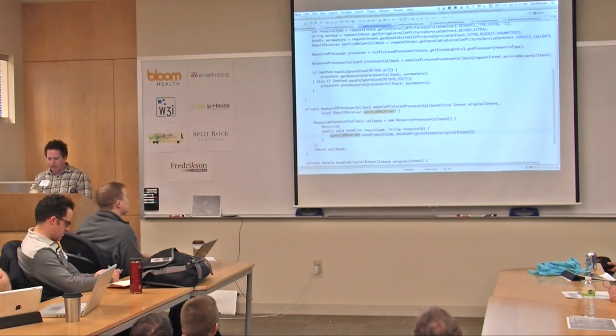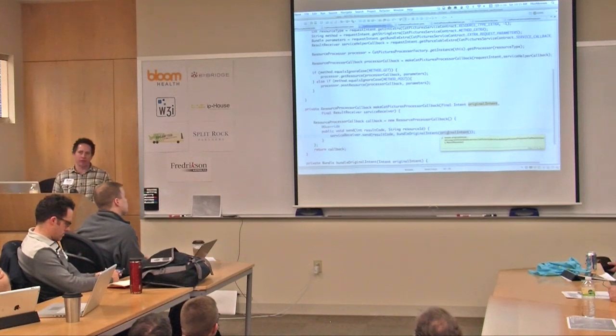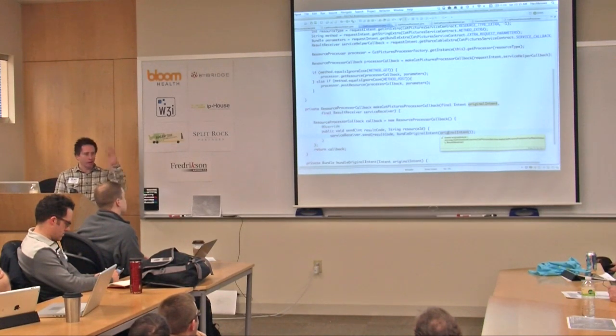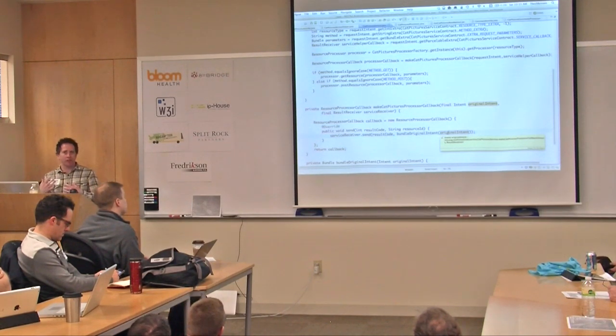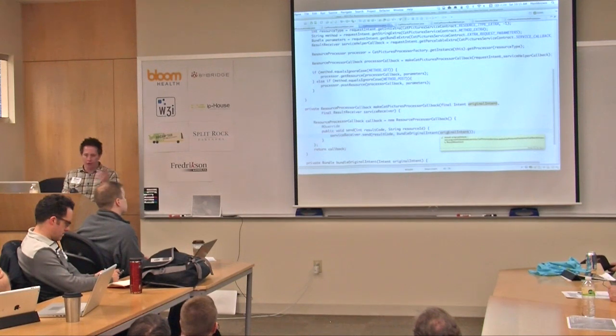So the cat picture service finds the service receiver that came in, sends the result code, and also the original intent. Remember the service helper gave us an intent to fire us off. I still have that intent, I'm giving it back to them. So here's the request you gave me, here's the result. The processor did the same thing as the service. Here's the request you gave me, here's the result. So it's a consistent pattern of communicating.